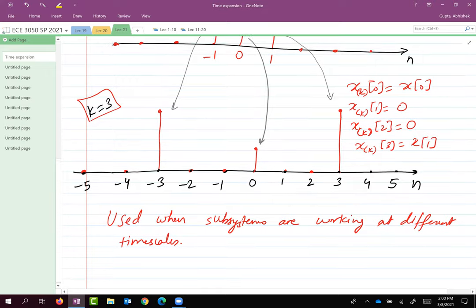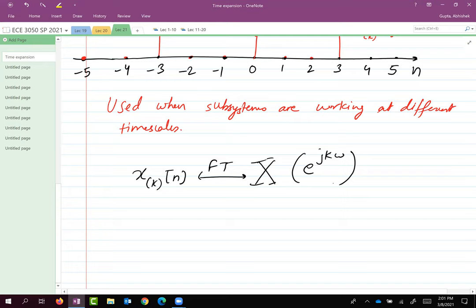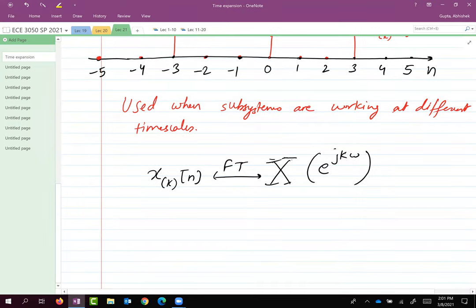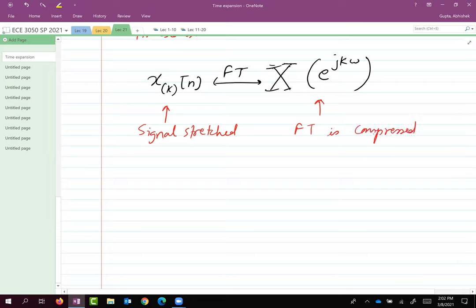Okay. So now the question is, how does the Fourier transform change in this case? Well, an easy calculation will show that the Fourier transform for the time expanded signal x_k[n] is X(e^{jkω}). The important thing to note here is that the signal is stretched, and in this case the Fourier transform is compressed.